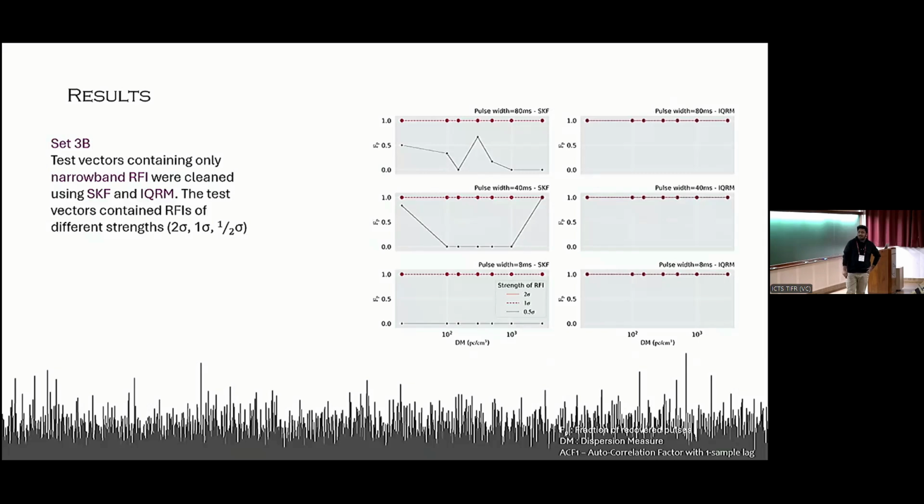And for narrowband RFI, we had test vectors that contain only narrowband RFI of different strengths, basically 2 sigma, 3 sigma, and 0.5 sigma. When we cleaned them using SKF and IQRM, we had something like this as recovery. The right side is IQRM and the left side is SKF. SKF consistently did not recover the 0.5 sigma pulse, and there was supposed to be some reason behind it.